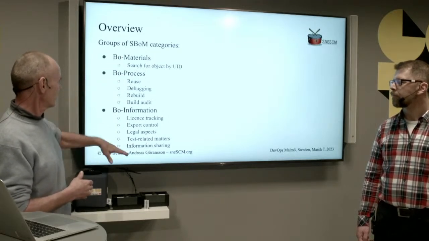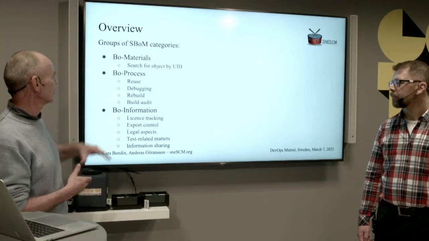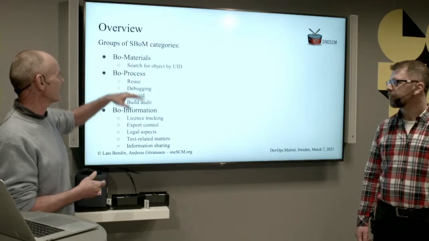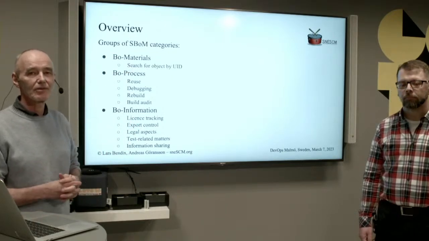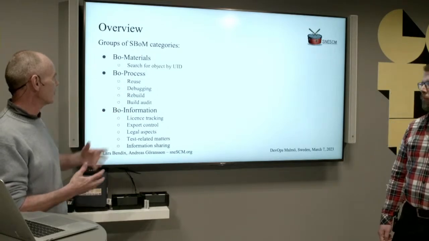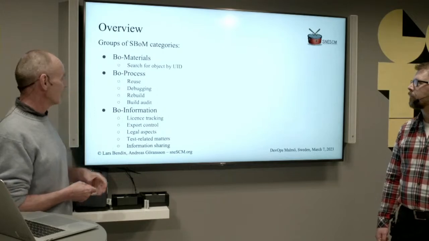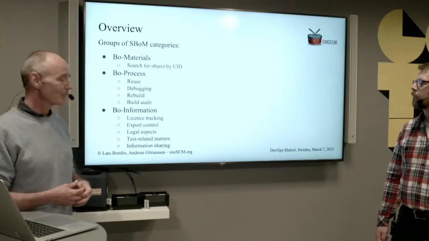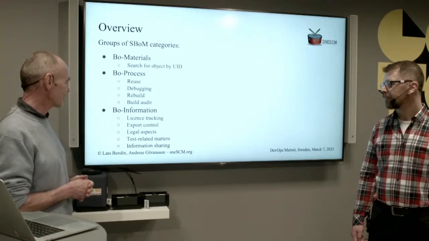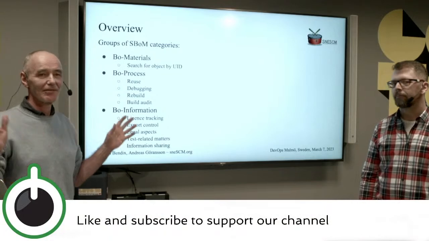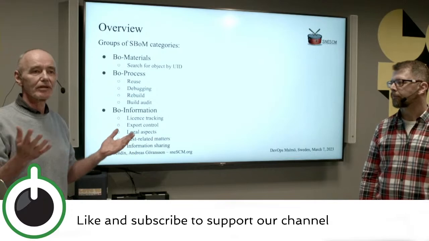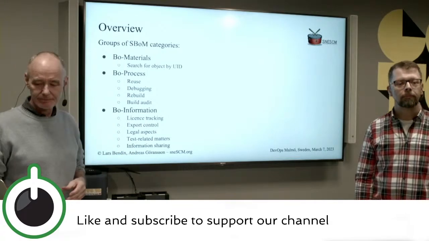So we grouped all the examples into categories. For the bill of material, it was sort of search for an object by a unique ID. For the bill of process, it could be used for a lot of different things: reuse, debugging, rebuild, build audits. And for information, I think that we gave up when we came to 5 overarching categories and said that, well, then maybe we should have various information. But in reality, there's no limit to what you would consider to be useful.